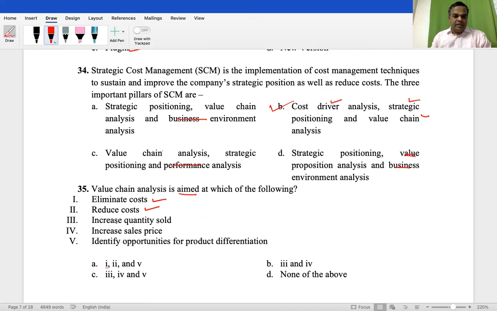And increase product quantity sold. That is not the aim. Am I right? Increase sales price. No, it's not. Identify the opportunity for product differentiation. That is also correct. So one is correct, two is correct, and the last one is correct. So A is the correct answer.